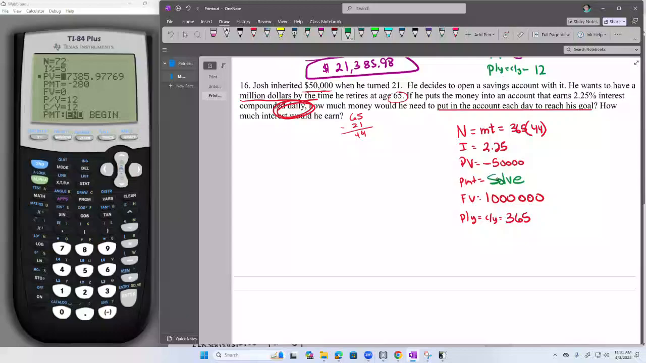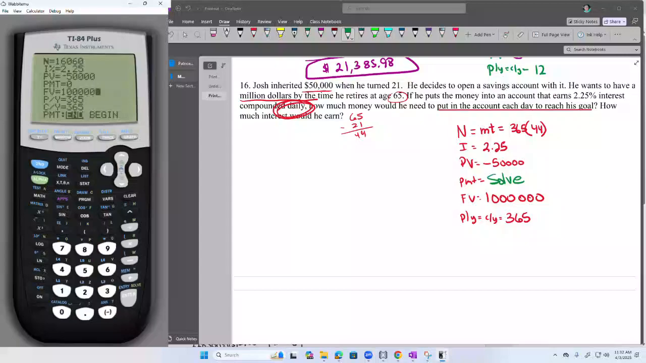So I'm going to put this in, apps, TVM solver. I'm going to go up here, and I'm going to have 365 times 44, 2.25, negative 50,000. I'm going to solve for payment. 365 for my PY and CY. Oh, future value, $1 million. All right, and so our payment, alpha, enter.